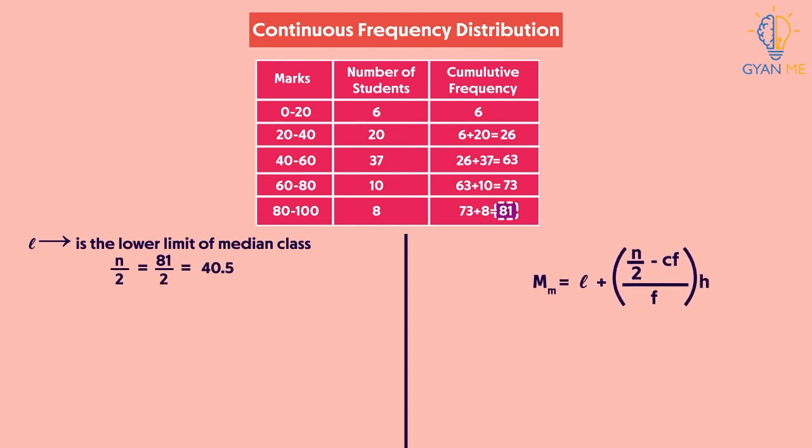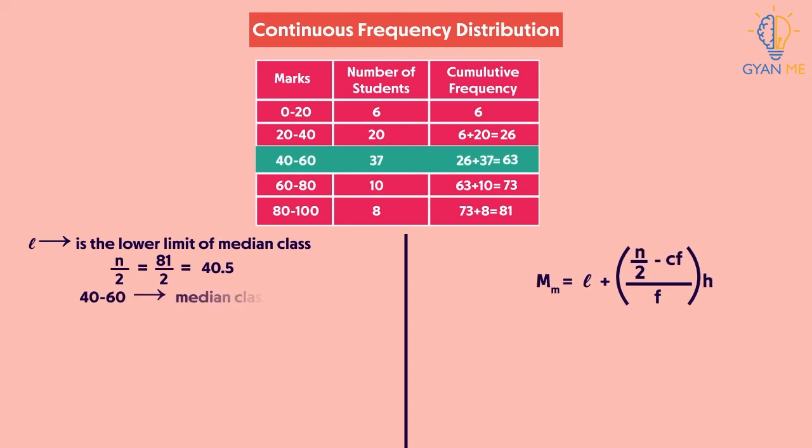As we have already understood in our previous example, the 40.5th observation will fall in class 40 to 60, as this class will have all the observations from 27 till 63. So the 40.5th observation will lie in class 40 to 60 and so it will be our median class. And 40 will be its lower limit L.